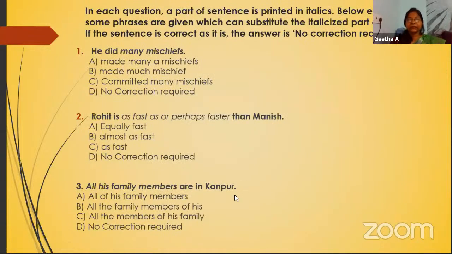Yes. So here we have again a little different one. In each question, a part of the sentence is printed in italics. So below each sentence, some phrases are given which can substitute that italicized part of the sentence. If the sentence is correct as it is, the answer is no correction required. So you just have to go through that. He did many mischiefs. So you can say he made many mischiefs, he made much mischief, he committed many mischiefs, or no correction required.